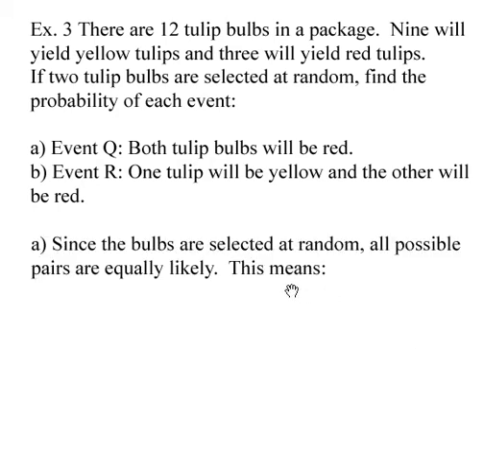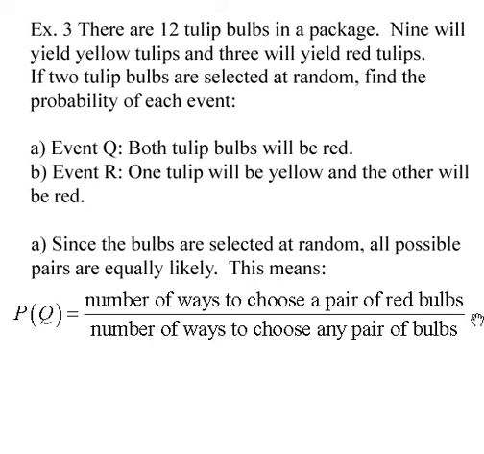So event Q, what's the probability of both of them being red? Event R, what's the probability of one being yellow and the other one being red? So let's take a look. Since we are selecting these bulbs at random, all possible outcomes are equally likely. So the probability of event Q, both will be red, is the number of ways to choose 2 red bulbs, that's our desirable or favorable outcomes, over the number of ways to choose any 2 bulbs.